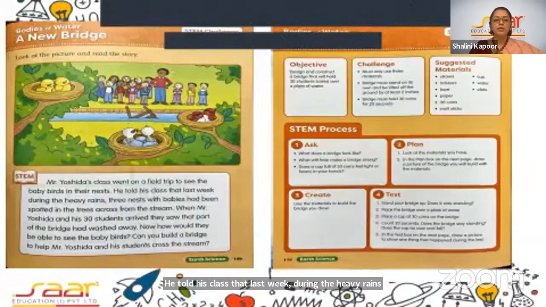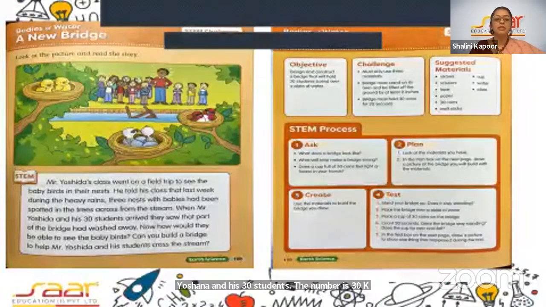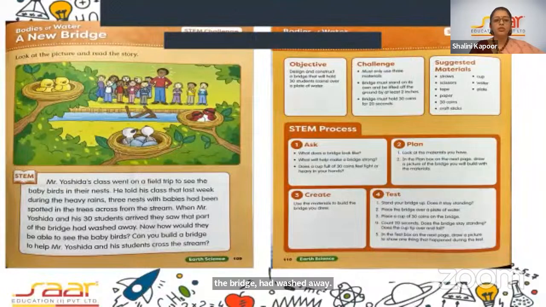When Mr. Yoshida and his 30 students, the number is 30, keep that in mind, please, arrived, they saw that part of the bridge had washed away. Now, how would they be able to see the baby birds? Can you build a bridge to help Mr. Yoshida and his students cross the stream? So here, what has been done? A story has been told, and the story has a problem, a challenge.